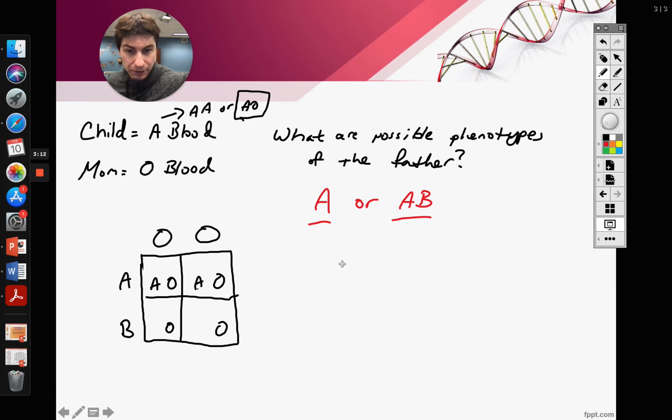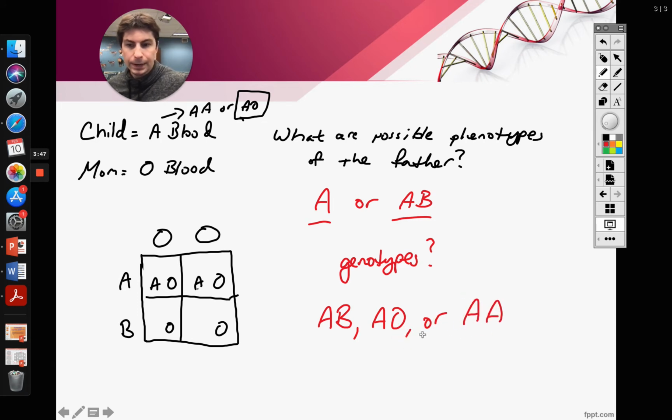If we wanted to make this harder, what are the genotypes? And to make this kind of easier on you guys, if you're asked what the genotypes could be, determine the phenotypes first, because we can go off of that pretty easily. We know it could be A or AB. Genotypes, well, AB is just AB. That's the genotype of AB. A could be AO or AA. All right, so those are your genotype answers. AB, AO, or AA. Okay?